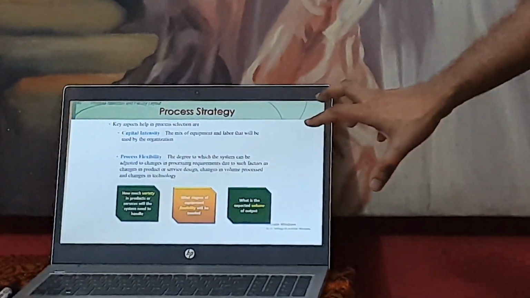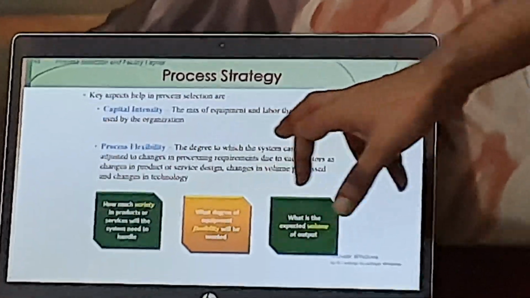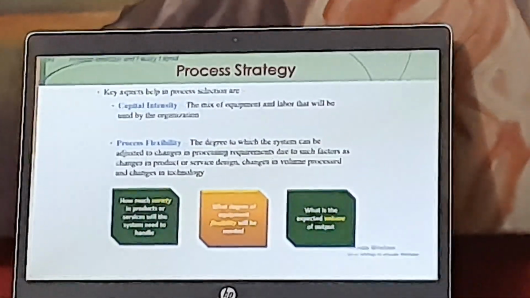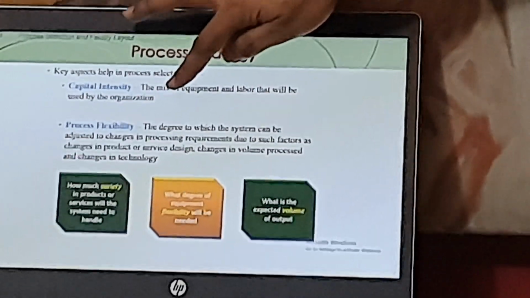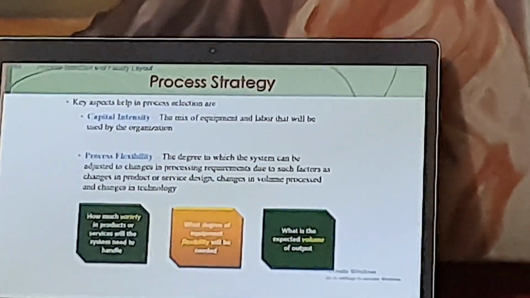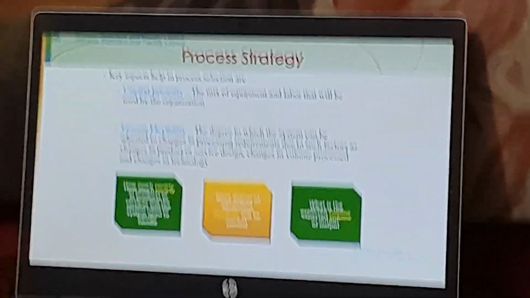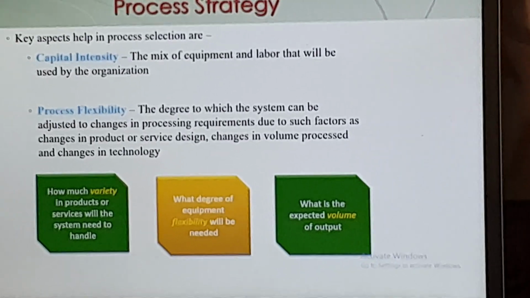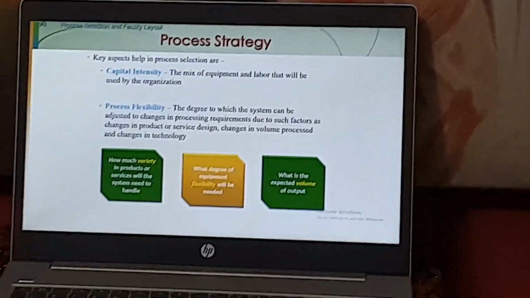What is the definition of process flexibility? It is the degree to which the system can be adjusted to changes in processing requirements due to such factors as changes in product or service design, or changes in the volume of the product produced. Basically, process flexibility means how much you can adjust the overall processing, what flexibility you have in using automation or human labor, and also how much you want to produce, whether a small amount or a bigger amount.